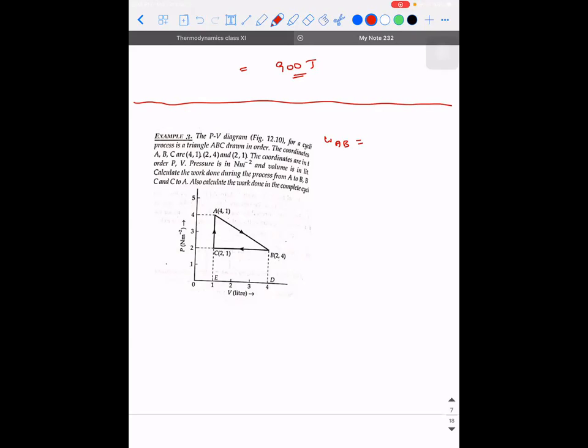Is it isochoric or isobaric? Or nothing? Nothing, sir. It is nothing, because we don't know what process it is. Here neither the pressure is constant nor the volume is constant. So for this kind of a process, what we are supposed to do is calculate the area under the graph. Okay. So what is going to be this area?